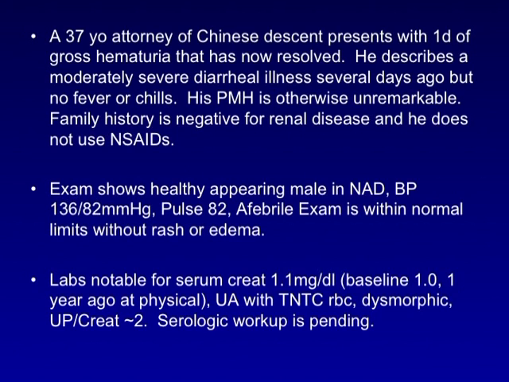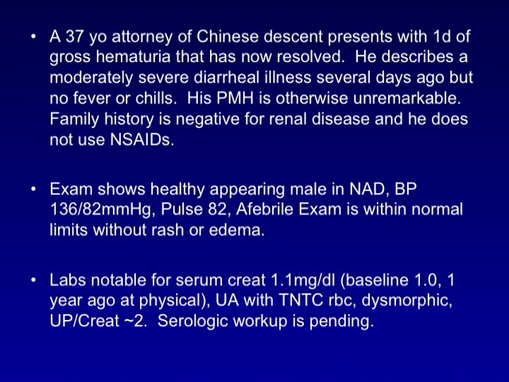And then there's one other quick case in here that I'll just go through very quickly. A 37-year-old attorney of Chinese descent presents with gross hematuria that's resolved. He had a moderately severe diarrheal illness a few days ago, but no other systemic symptoms. Unremarkable past medical history. No NSAIDs in this case. Fairly healthy appearing, borderline blood pressure, but no other positive findings.